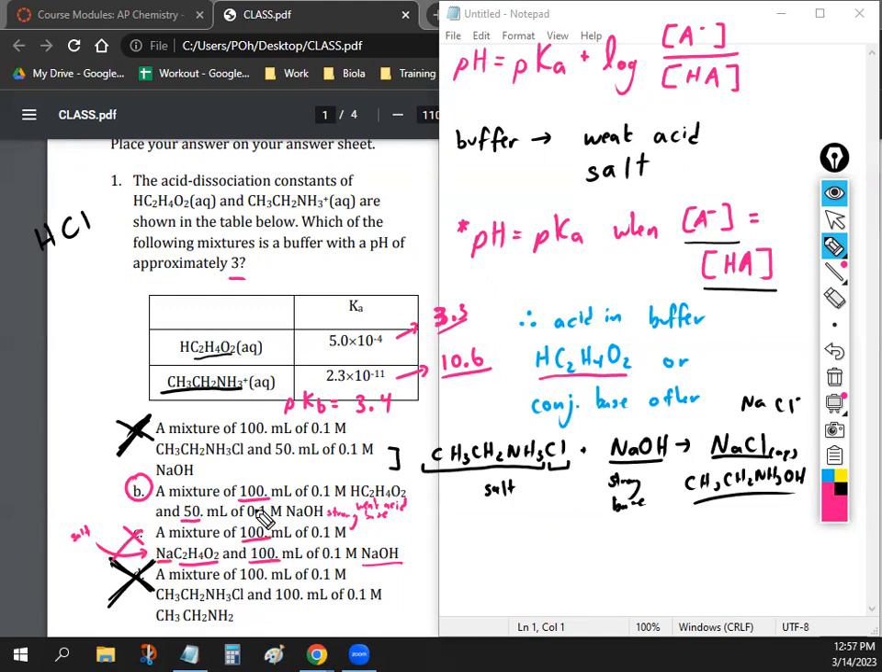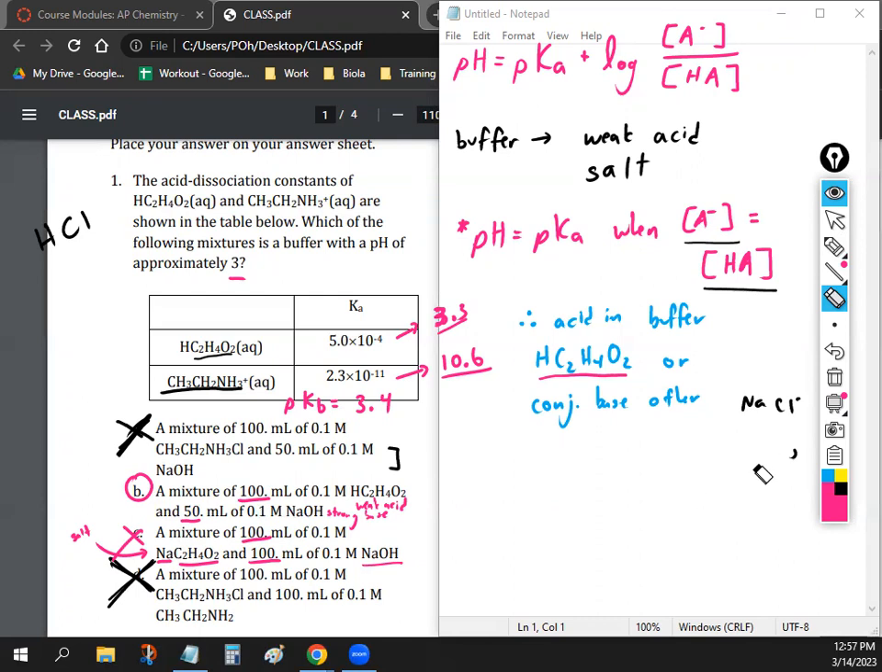They'll neutralize it. Whereas here, if you write this equation, let me write it right here to answer your question. For B, if you write the equation, you have HC2H4O2 reacting with NaOH. If you look, H and OH, you're going to make water, and you're going to make your salt.